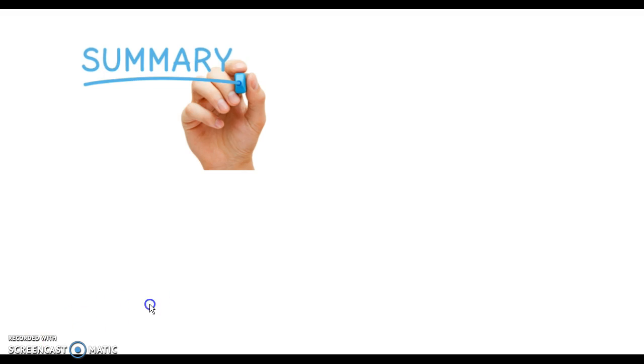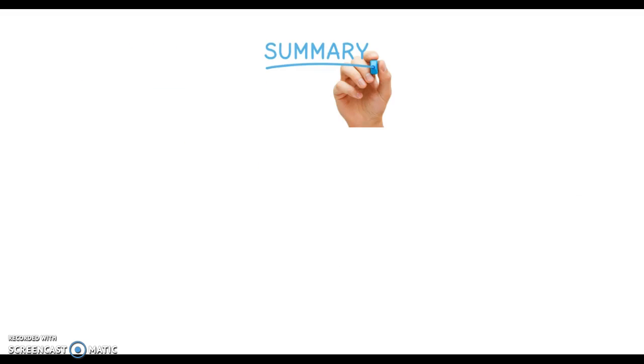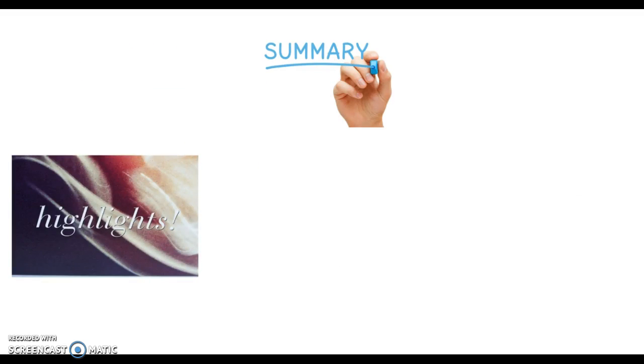So the summary. It's the short and concise version. It's always shorter than the original. If you're summarizing a three-hour movie, I don't think anybody wants to hear you talk for 3 hours about that three-hour movie. All right. A two-page article, you should be able to summarize in about a paragraph. Quick, short, to the point. That's what we're after.